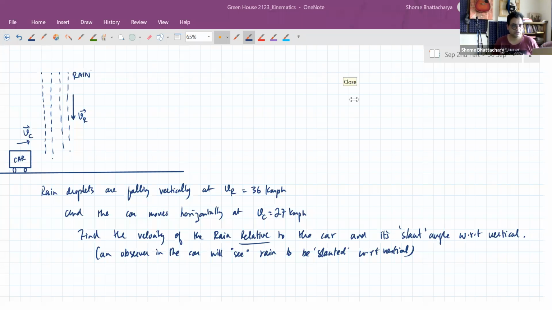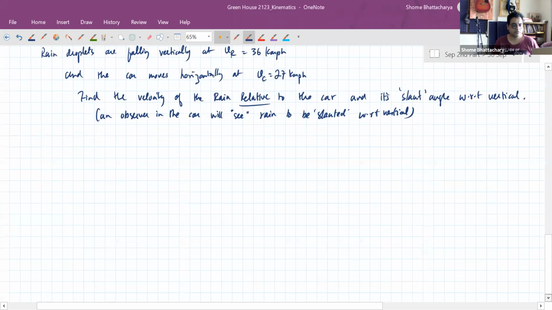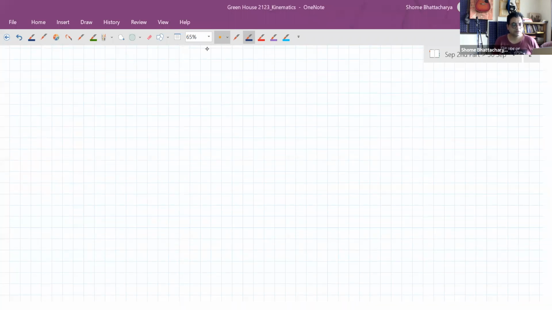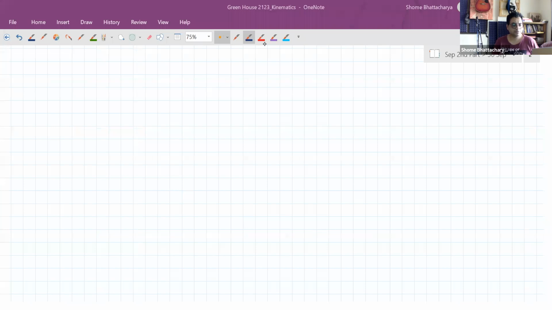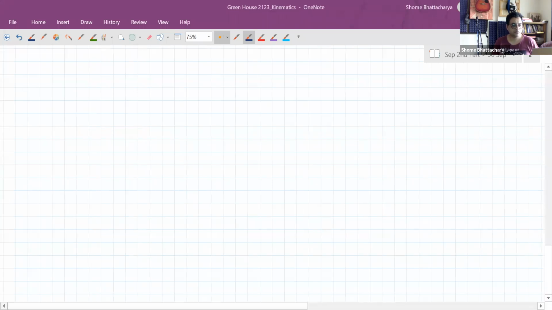Yes, Siddharth, that is correct. The answer that you sent is in meters per second, right? Yes, Akshat, your answer is also correct. And the angle is correct, Siddharth. Okay. So here what we will see is that, yes, in meters per second, it will be 12.5. Okay.